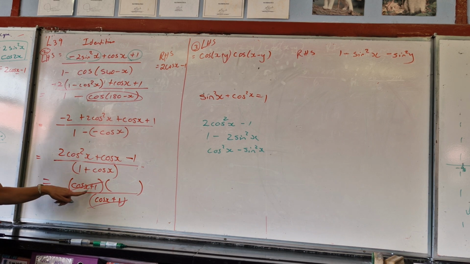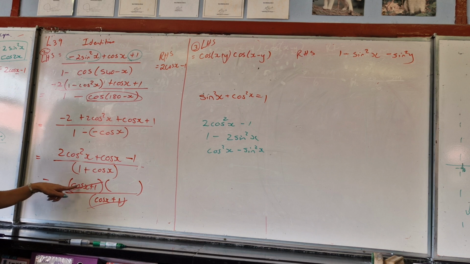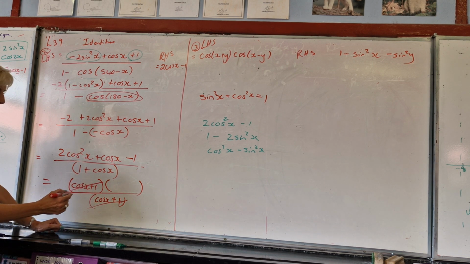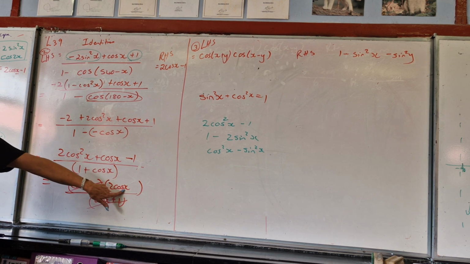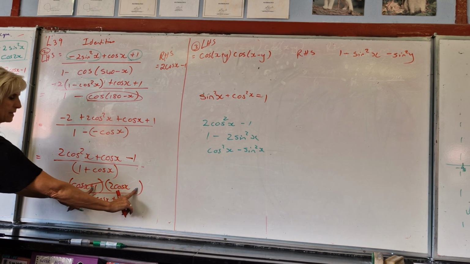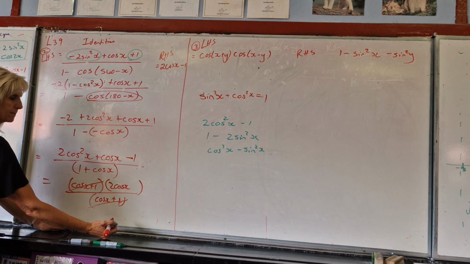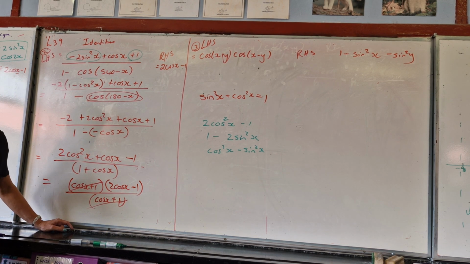Now if you got the top one, you can put the other one right, because cos x times what is going to give you 2 cos squared x? 2 cos x. And please don't just write 2 cos. It's 2 cos x everywhere. And then the number that must be there at the back to get me the minus 1 must be minus 1.